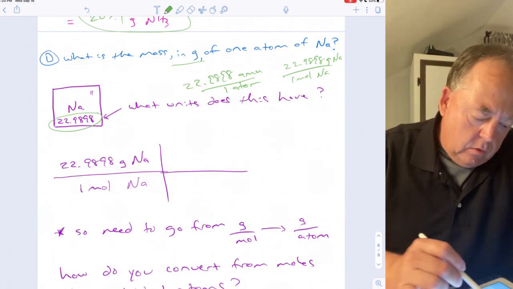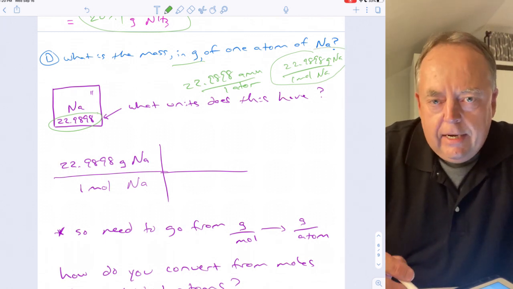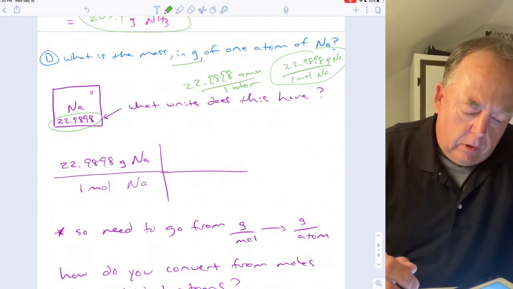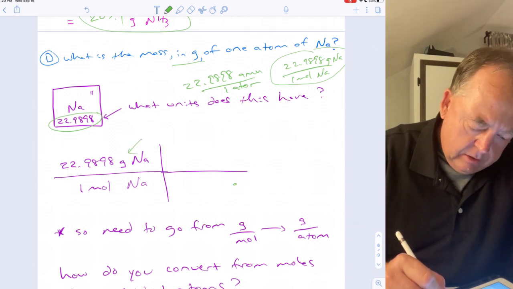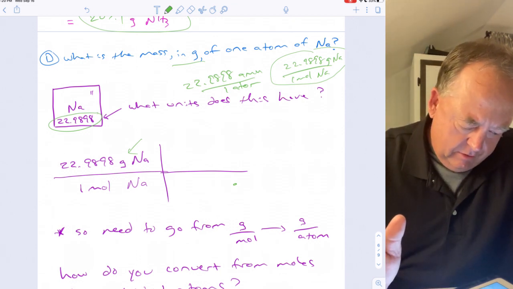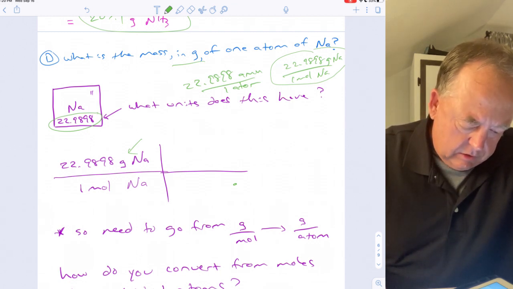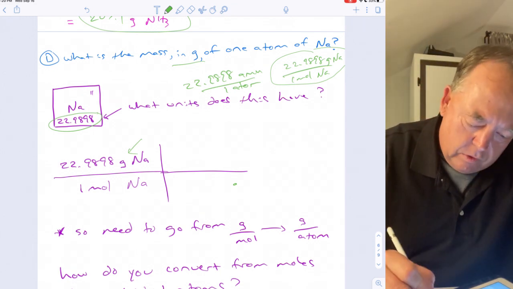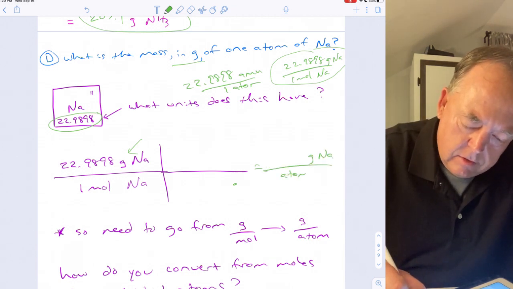So this is the one that we're going to use for this calculation. There are 22.9898 grams of sodium in 1 mole of sodium, and we need to get to grams per atom. So since we have grams on top here, we need grams on the bottom here. Wait a minute, let me think. We want grams per atom. No, we don't want to cancel out grams. We want to get rid of moles, right? We want to end up in units of grams of sodium per atom of sodium.